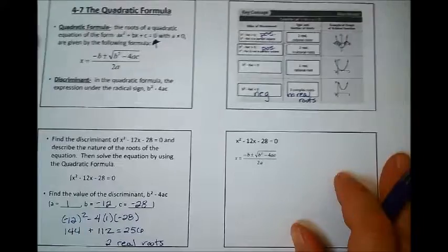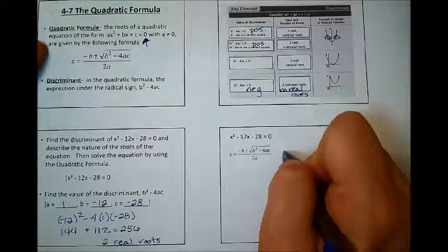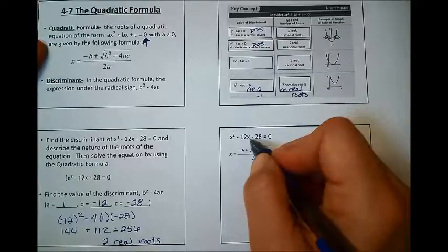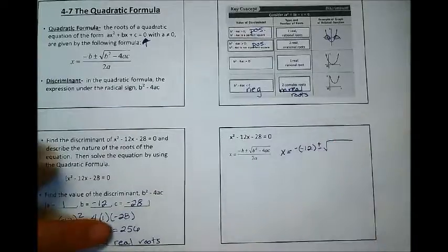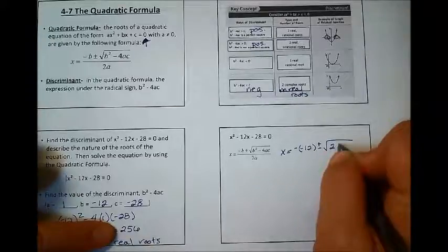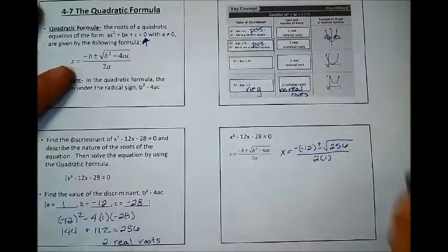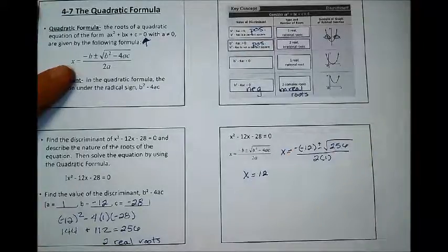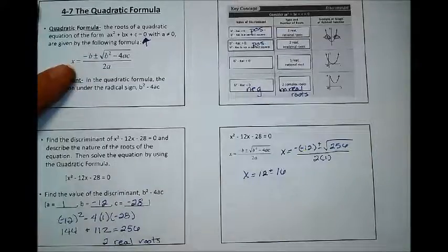Now, let's use this big, ugly quadratic formula. So we say x equals negative negative 12 plus or minus the square root of 256, which we have already found. Yippee! And we'll put that over 2 times a. What that means is we have x equals 12, because negative negative 12 is 12, plus or minus 16, because the square root of 256 is 16, all over 2.